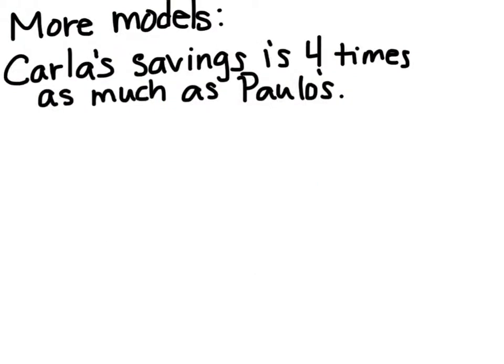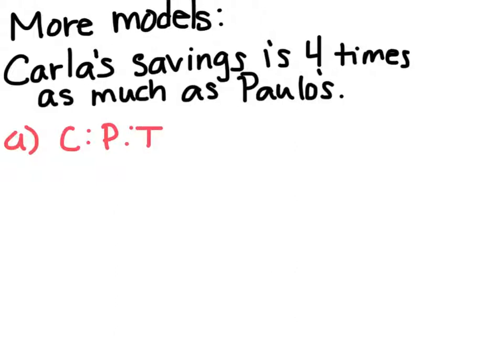For our final technique in this chapter, we're going to use models to solve multi-step word problems. So Carla's savings is 4 times as much as Paolo's. Question A asks us to find what is the ratio of Carla's savings to Paolo's savings to their total savings. So we want to know what's the ratio of Carla to Paolo to total.